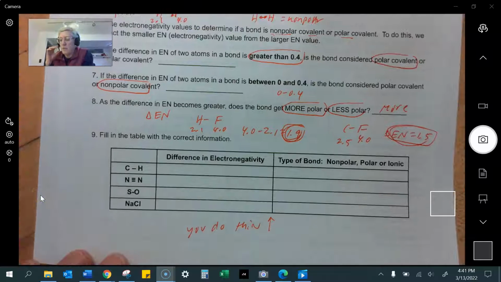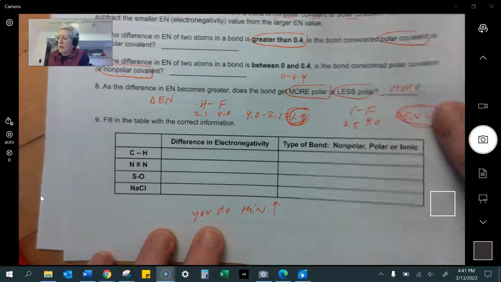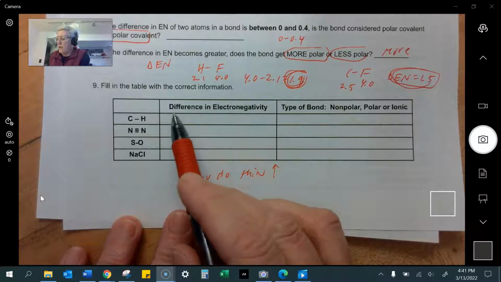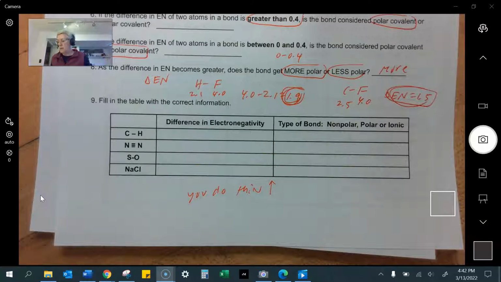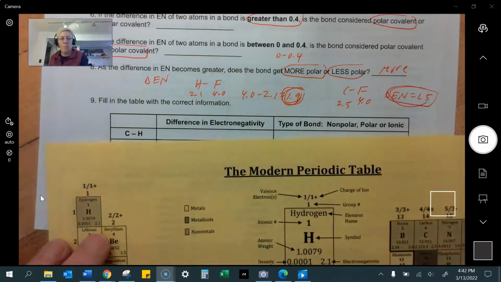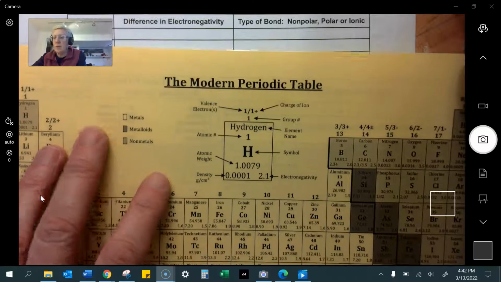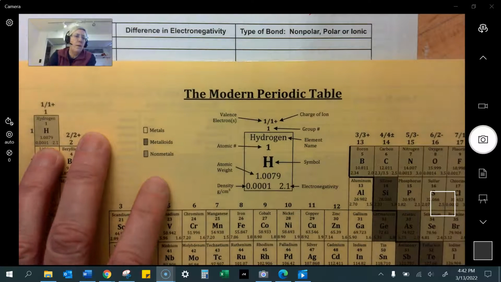All right, this is chapter 5B bonus assignment video number 2, and I have my periodic table problem figured out. I asked you to do these problems, number 9, to figure out the difference in electronegativity and then figure out whether the bond is polar, nonpolar, or ionic. So I will do this for you. I'm hoping that you have already done it because I want you to learn the material and do better on your test.